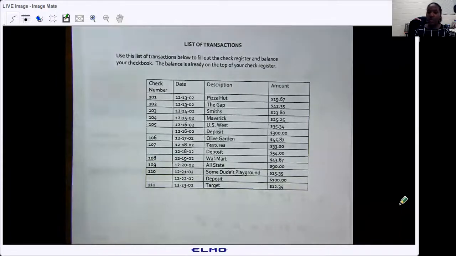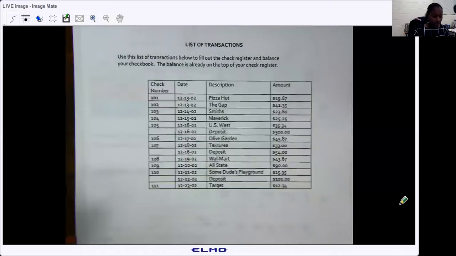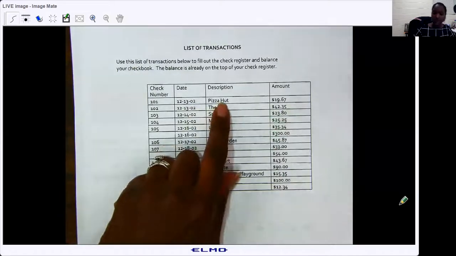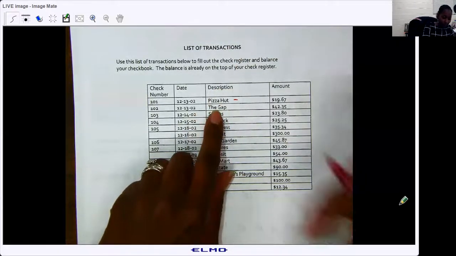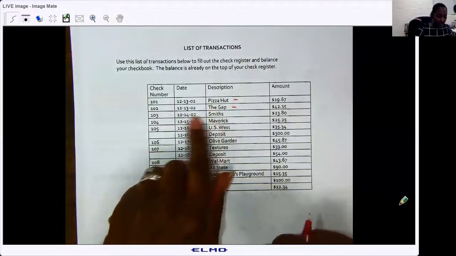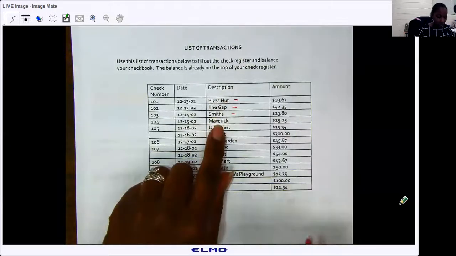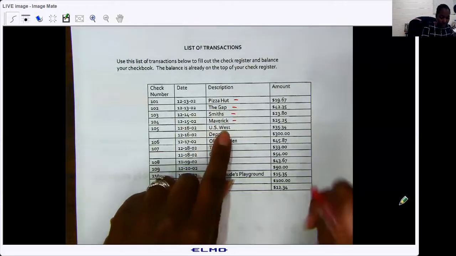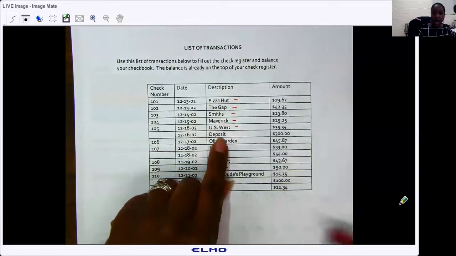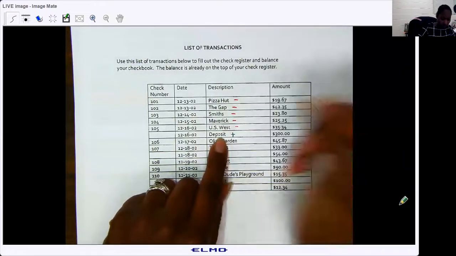Now, the first thing I recommend doing here is going through and seeing which ones are a debit, which is plus, and which ones are going to be a credit, which is negative. So Pizza Hut, I probably spent money there, so I'm going to be subtracting this. The Gap, I definitely spent money. Smith's, I spent money. Maverick, I spent money. US West, spent. A deposit means I added money. So that's going to be an addition, okay?